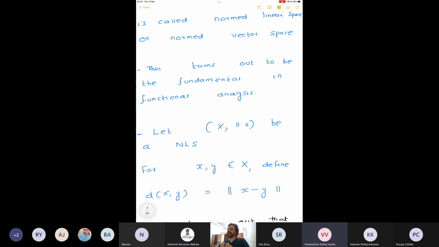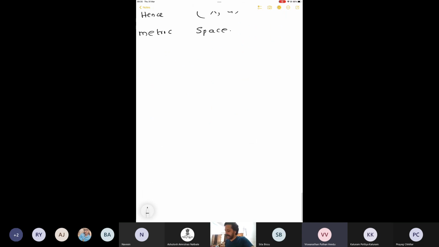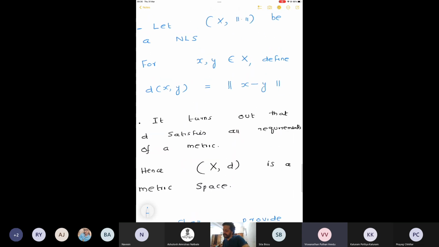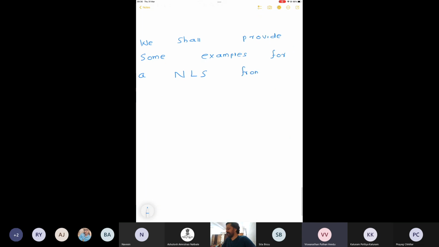So that you will do independently in your course, and our purpose is limited. I am going to give you some examples of normed linear space arising out of Lebesgue measure theory. My purpose is just to give some examples of normed linear spaces, the so-called Lebesgue spaces. We shall provide some examples for a normed linear space, NLS, arising from measure theory. So that I will do tomorrow. Is that okay?